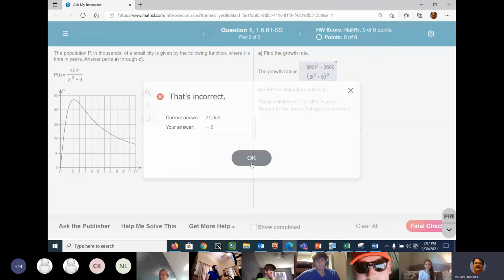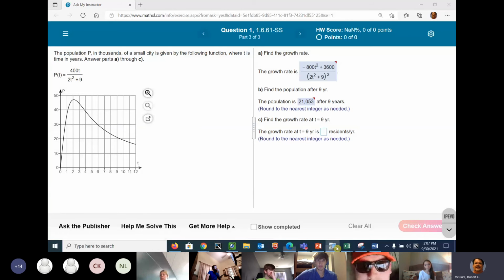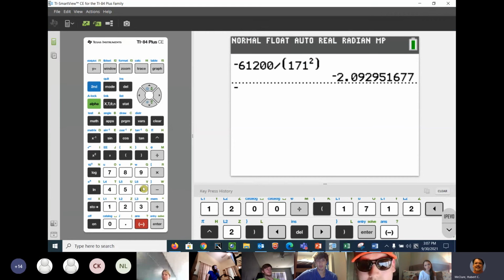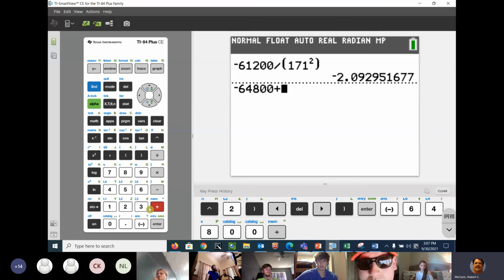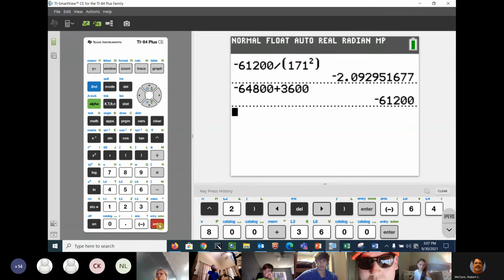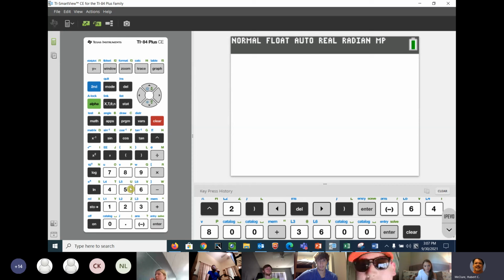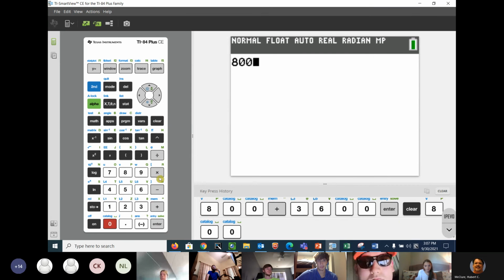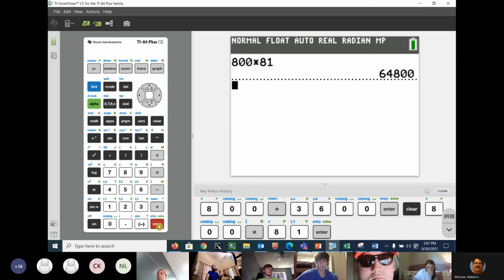All right, negative 2.09. So you got a reduction, or 200, I don't know what they want. Round to the nearest integer, that'd be negative 2. Well, I have no idea what they got. I thought y'all checked my math. Let me go back and check my math: negative 64,800 plus 3,600 is negative 61,200, so that's okay. 800 times 81 is 64,800. 9 times 9 is 81, plus 3,600.